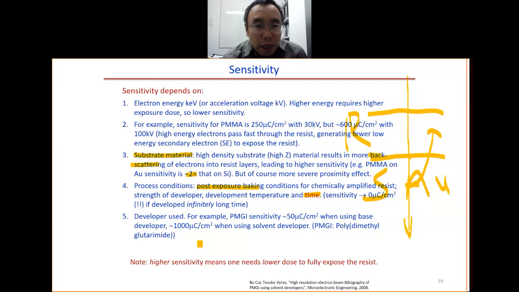And lastly, obviously, the sensitivity also depends on the developer used. For example, this one, PMGI, polydimethyl glutarimide. When we use the base developer, we need 50 microcoulomb per square centimeter. When we use the solvent developer, we need 1000 microcoulomb per square centimeter.